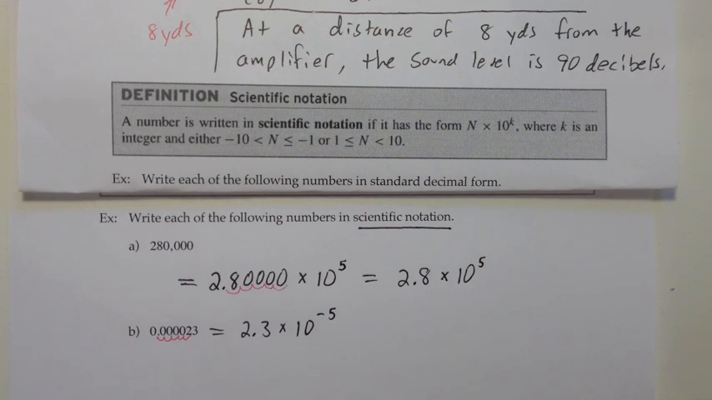So if you're ever unsure if you put the sign on there right, just work it back out the other direction and see if you get back to where you started. But the thing that I remember to make this quick for myself is big numbers have positive exponents in scientific notation, and small numbers have negative exponents in scientific notation.